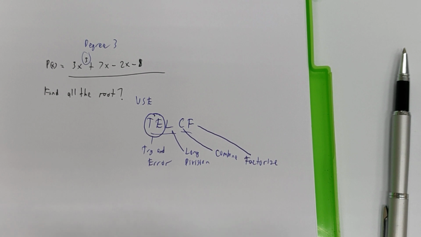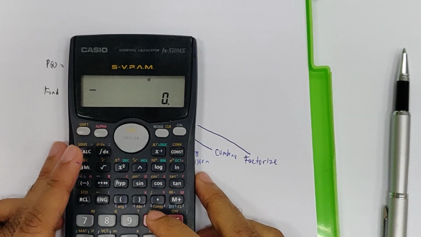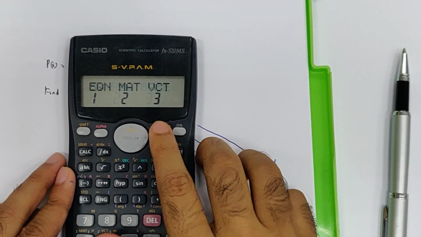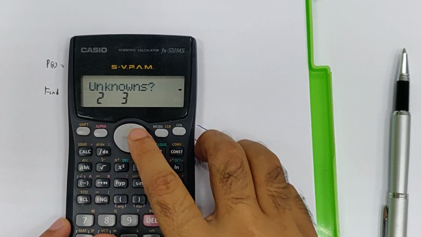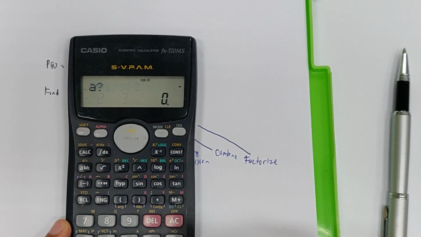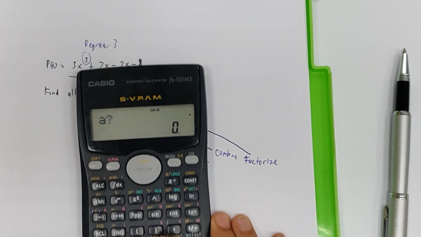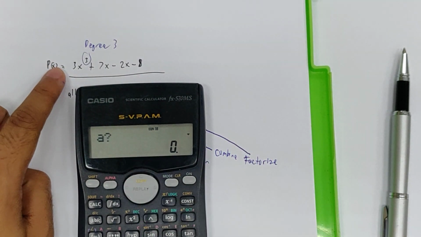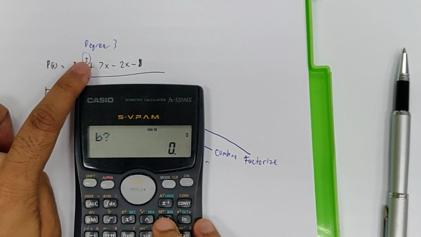Okay, so normally you use the mode equation, and you get yourself 2 or 3, right? So you choose degree 3. So in this case, your A is 3, B is 7.